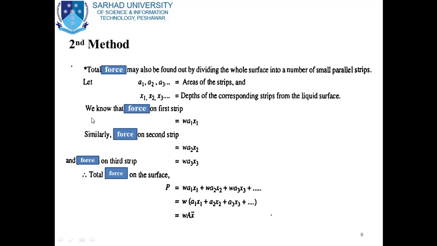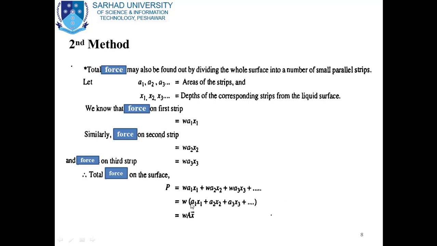Now we know that the total force on the first strip is equal to omega A1 x1. Similarly, total force on the second strip is equal to omega A2 x2, and total force on the third strip is equal to omega A3 x3, and so on. So total force on the surface P is equal to omega A1 x1, pressure on first strip, plus omega A2 x2, pressure on second strip, plus omega A3 x3, pressure on the third strip, plus so on.